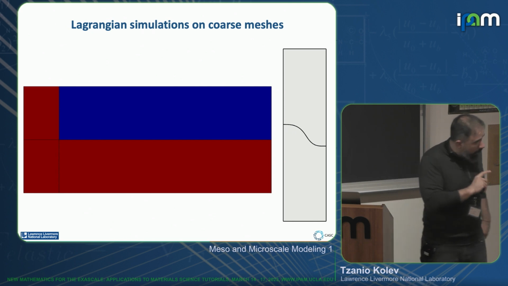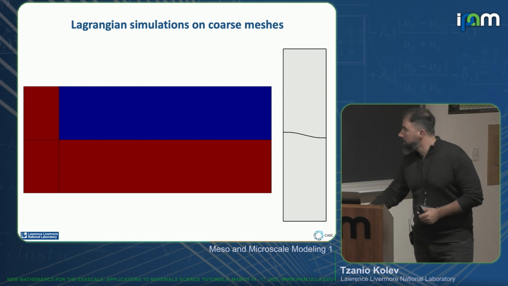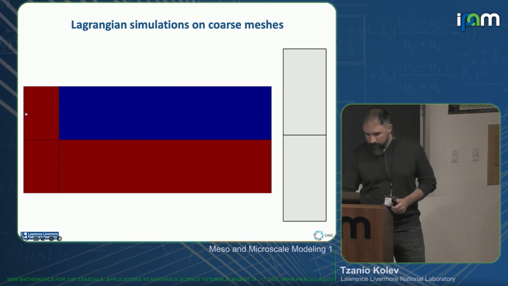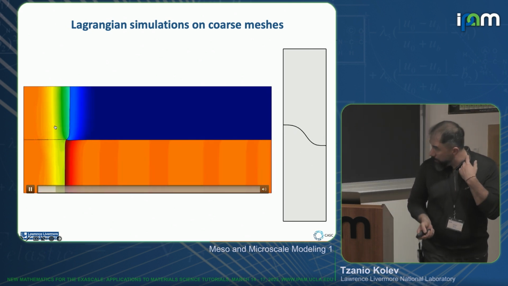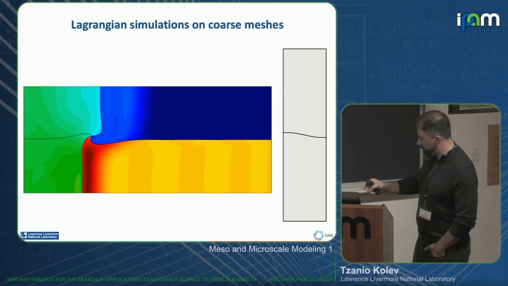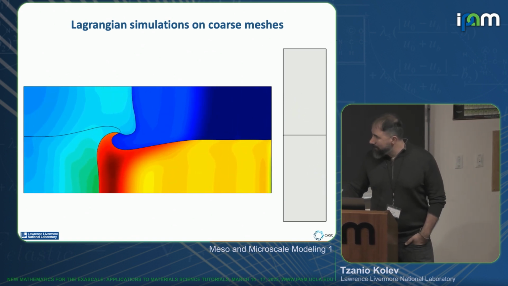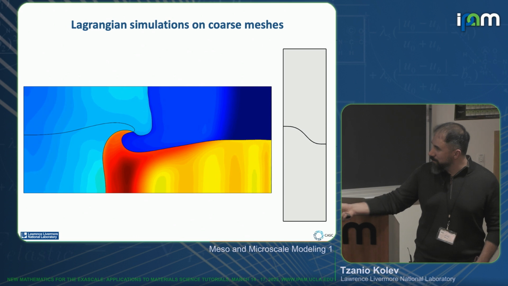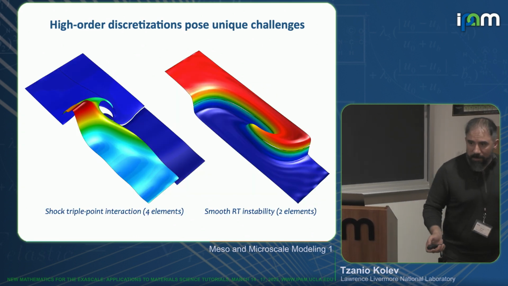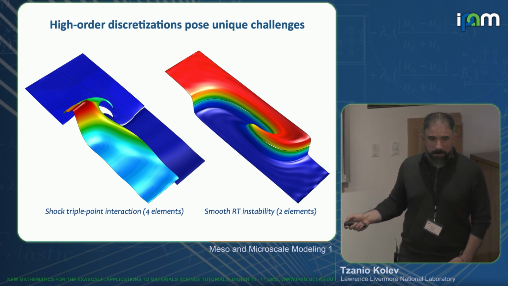I want to talk about scalability. So these two simulations here, the first one is the triple point, and the second one is the Rayleigh-Taylor instability. And they're kind of early. They're not maybe very impressive. Doesn't look as cool as the other triple point. But they are impressive in a way because they're done just on 2 elements here, or 4 elements here.